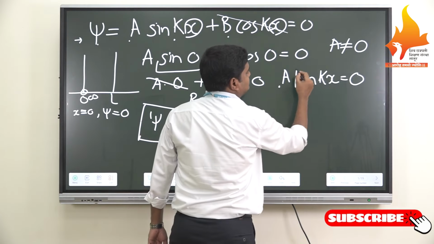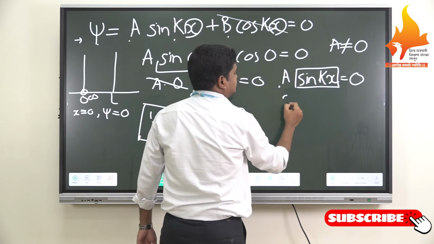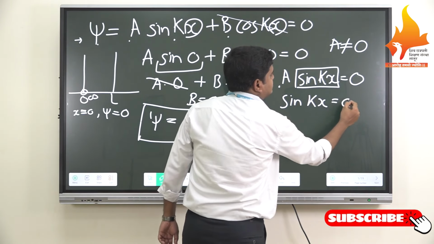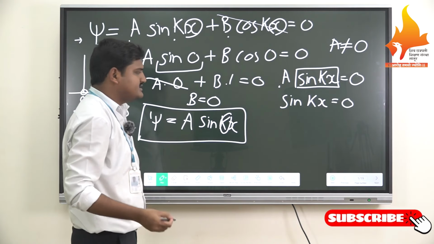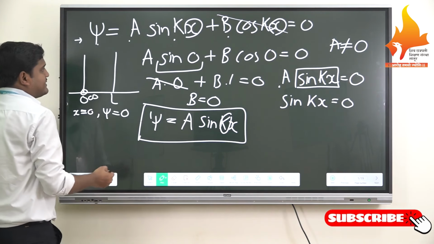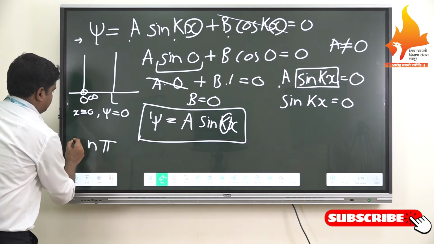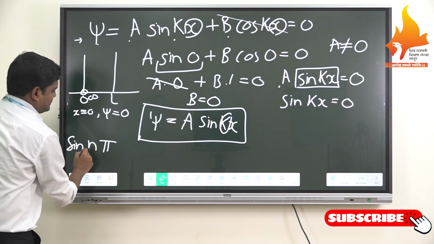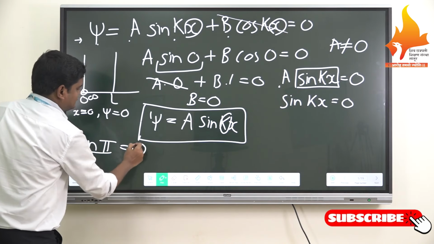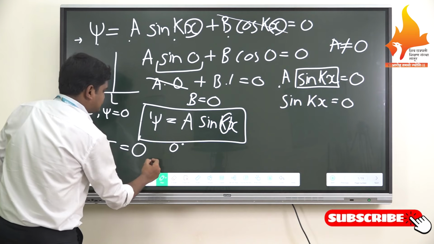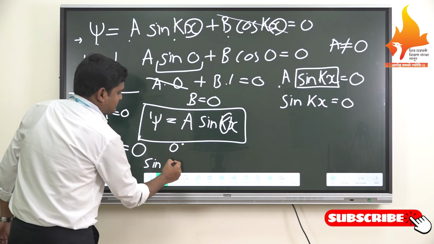Thus sine of kx is ultimately 0. Sine of kx is equal to 0. So we can take it from trigonometry, that it is a multiple of pi, that is n into pi. The sine function, when applied on a multiple of pi, always gives the value 0. That is, for 0 degrees, the sine function gives the value 0.